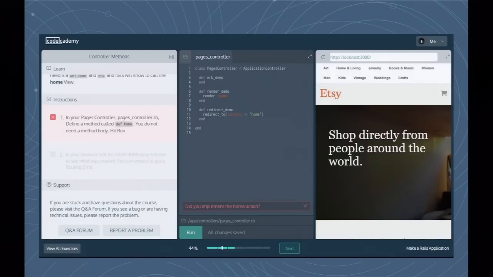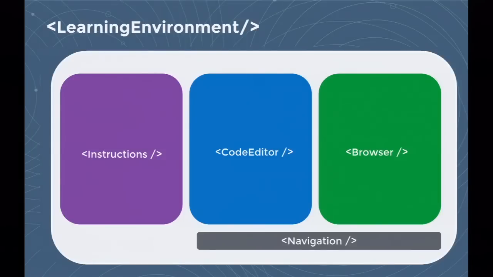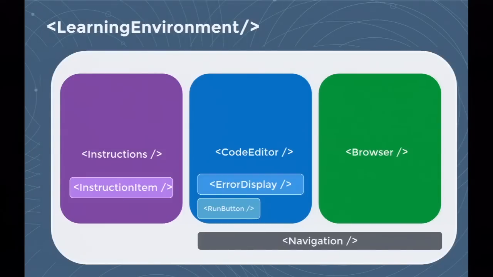Well, if we want to compose this into big components, we have an instruction section, this code editor, a browser, toss in some smaller ones. When they hit run, we populate that up to the learning environment, which talks to the backend, which gets the result. And then we have to give them feedback in the instruction item, like a checkbox or an X. The code editor has to show errors. Maybe the browser shows errors if they failed totally to type in a URL. And the navigation has to activate if they pass the exercise. So a lot of stuff, right?